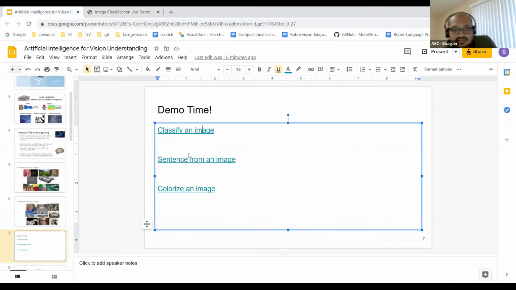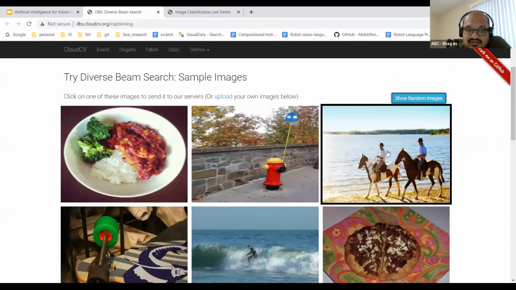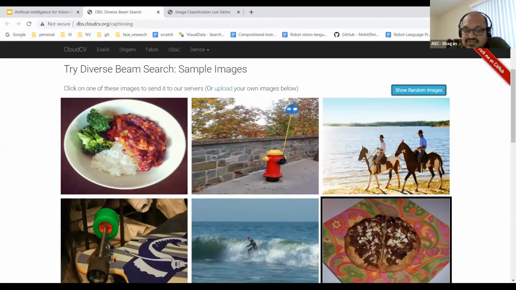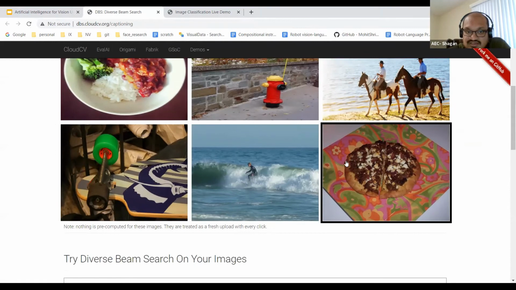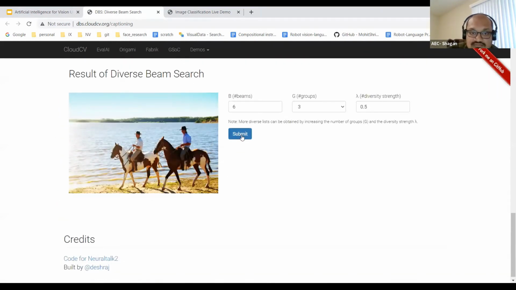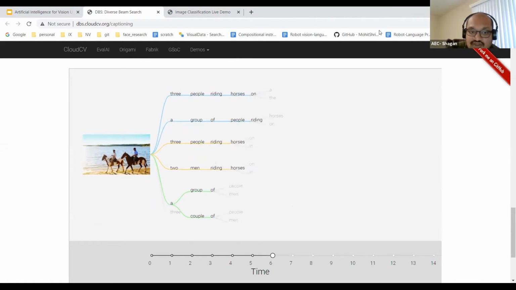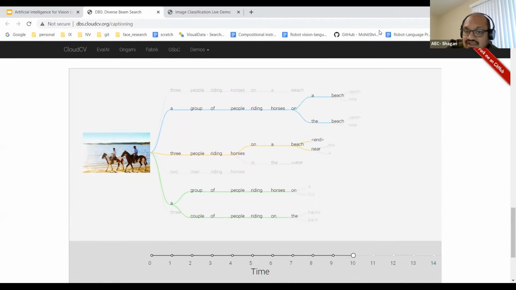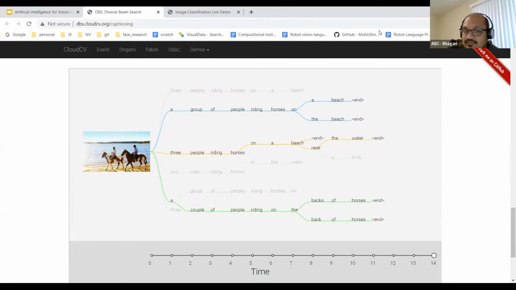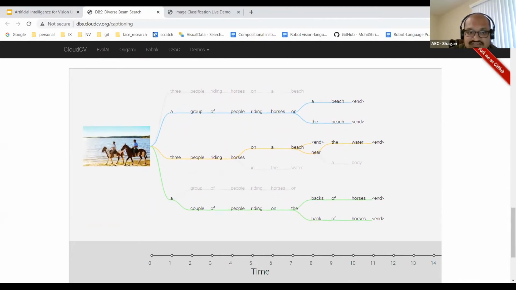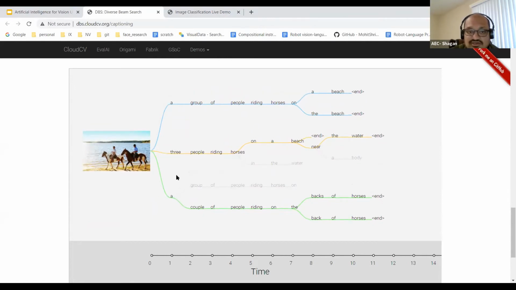Yeah, so that's one. Then I have another example here. This is another very interesting case where we can actually summarize an image with a sentence. Let's pick this horse image, and if I hit submit, it will go ahead and try to classify the objects, and then form a natural language sentence describing this image. One of the sentences it generated was a group of people riding horses on a beach, a couple of people riding on the back of horses. These are pretty awesome networks, which, given just this image, can generate a sentence which can be read and understood by a human being.